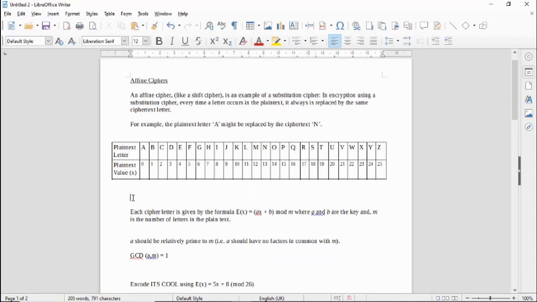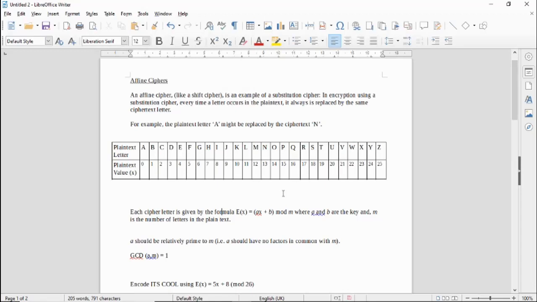Each cipher letter is given by the formula E(x) = (ax + b) mod m. A and B are the key. This means you multiply the plain text value, which is x, by a, and then you add b. That's how you find the key.